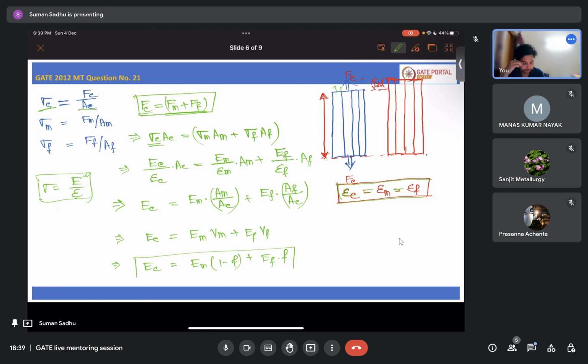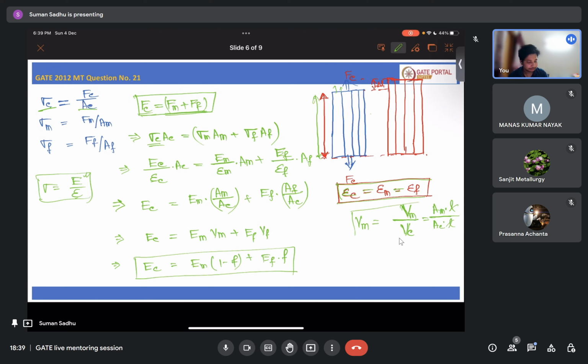Why is it F? What is your volume fraction? Volume fraction of the matrix means the volume of the matrix divided by the volume of the composite, right? Now if the area of the matrix is AM and the area of your composite is AC, then volume is area into length, so this is L. Again here the volume is area into length, and you saw that the length is the same for the matrix, composite and the fiber. So the length will get cancelled out.